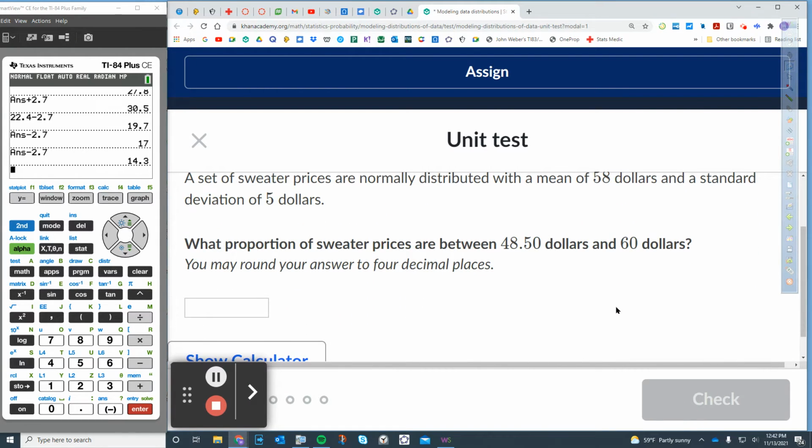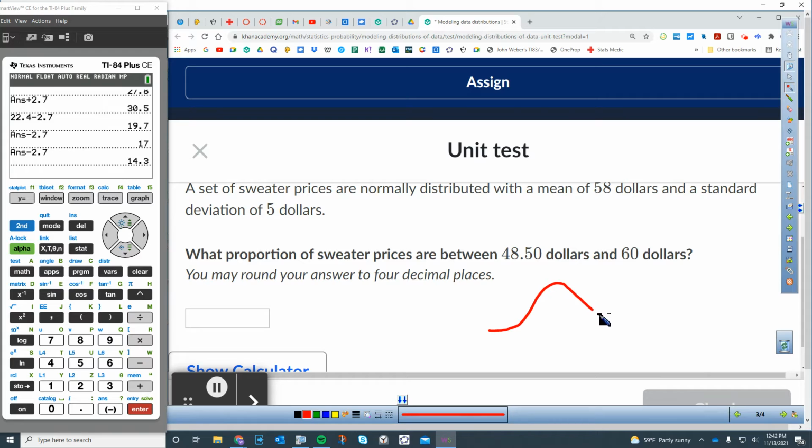So here we go. The set of sweater prices are normally distributed with a mean of 58 and a standard deviation of 5. What proportion of sweater prices are between 48.5 and 60? So if you quickly sketch a normal curve with the mean of 58 here, you don't really need to put in the standard deviation if you don't want to, right? So three to the right and then three to the left. Now, if you're going to do it, that's fine.